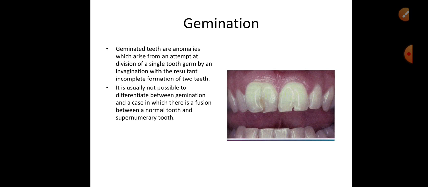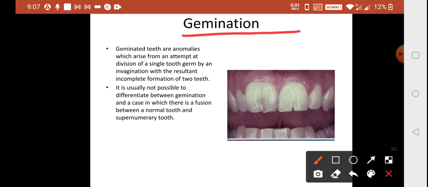Next we come to the shape of the teeth, where we'll first deal with gemination. Gemination teeth are anomalies which arise from an attempt at the division of a single tooth germ by an invagination, with the resultant incomplete formation of two teeth. You can see there, this was a single tooth, these are not two teeth, and there was a trial to divide it into two parts. Can you appreciate it here? It was tried to divide it into two parts, but it was not completely divided.